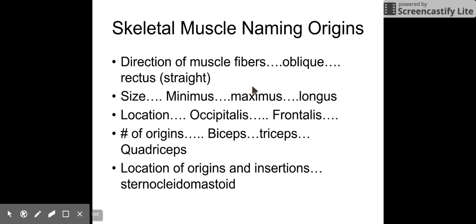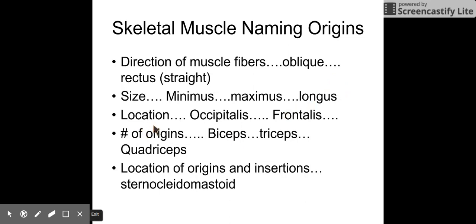The first way is the direction of the muscle fibers. So, if the muscle fibers are at an angle, it is called oblique. If they're straight up and down, it's called a rectus. Those are the two big different muscle fiber directions. Then you have muscle size. So minimus, maximus, longus. They'll all have these really Latin sounding names.